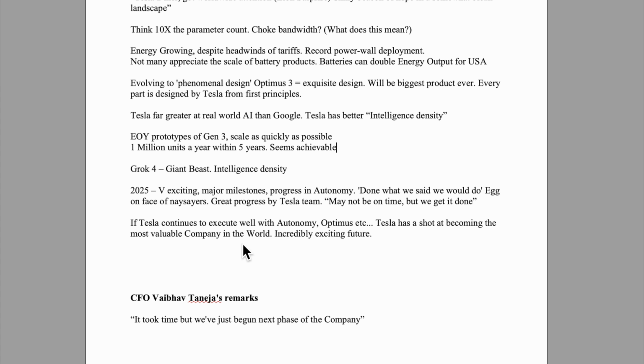Absolutely cracking progress by the Tesla team. Elon closes these remarks with, if Tesla continues to execute well with autonomy, Optimus, etc., Tesla has a shot at becoming the most valuable company in the world. Incredibly exciting future. Not financial advice, but this seems to be a massive understatement to me. It's going to be epic.